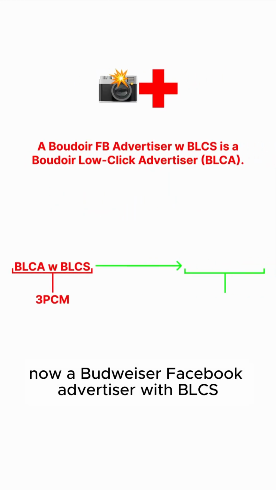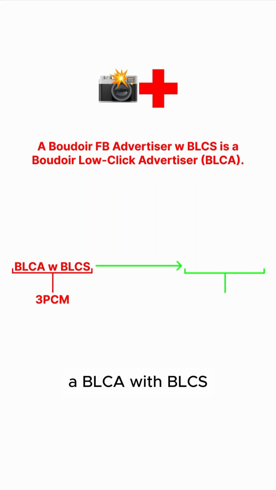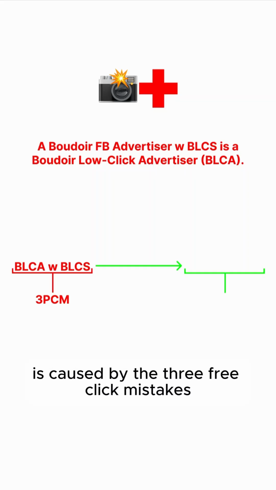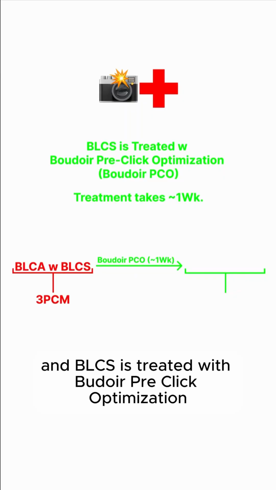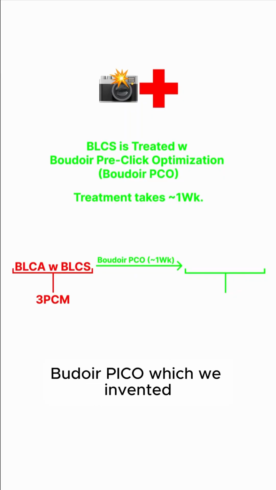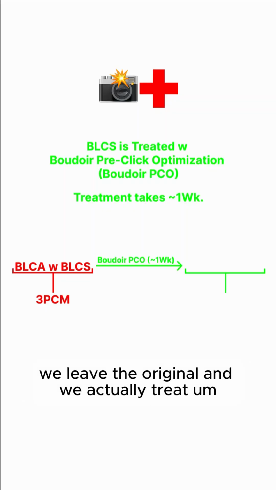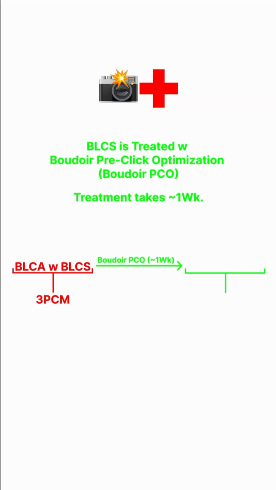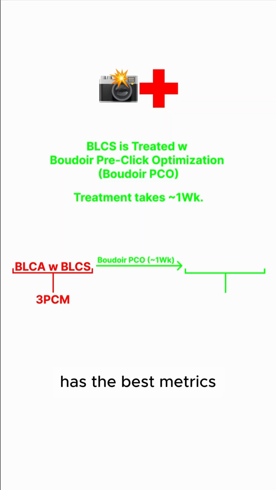Now, a Boudoir Facebook advertiser with BLCS is a Boudoir low-click advertiser. So we've got our universe building here. A BLCA with BLCS is caused by the 3 pre-click mistakes. And BLCS is treated with Boudoir pre-click optimization, Boudoir PICO, which we invented. And treatment takes about a week. So we duplicate the current ad, we leave the original, and we treat the duplicated ad for a week, and then we keep whichever one running has the best metrics.